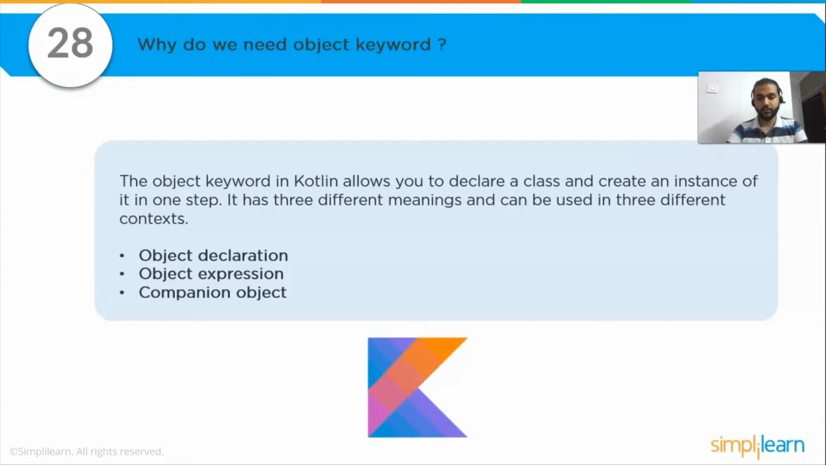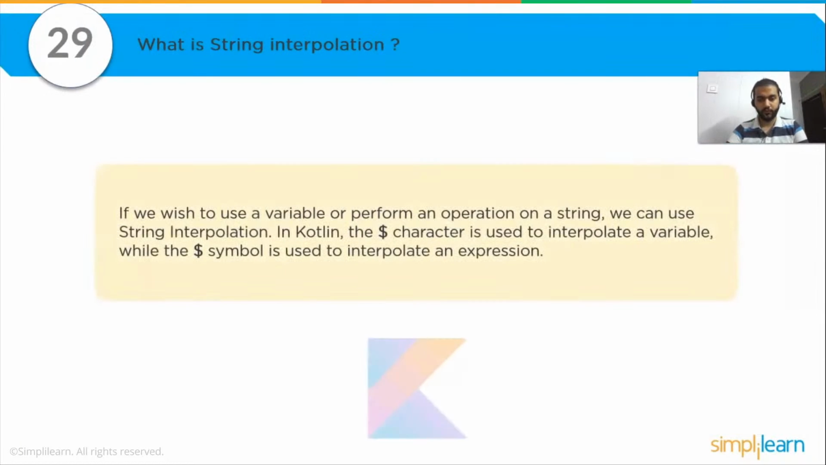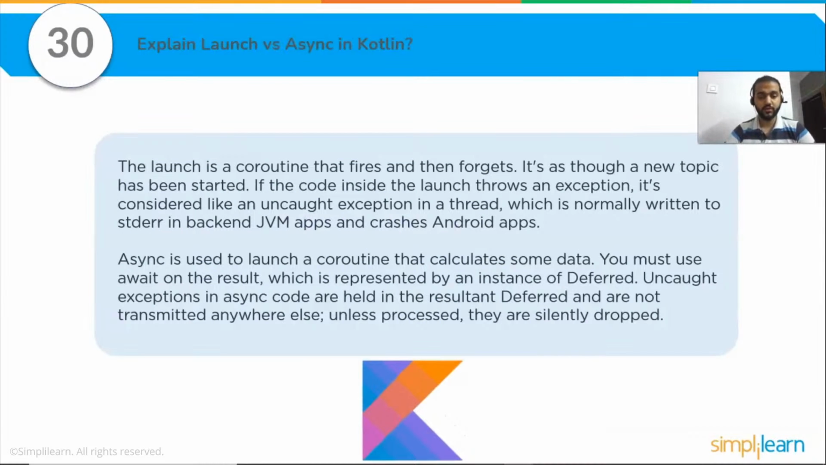So now coming to the second last question, which is, what is the difference between launch and async? So let's start with launch. Launch is a coroutine that fires and then forgets. It's as though a new thread has been started. If the code inside the launch throws an exception, it's considered like an uncaught exception in a thread, which is normally written to stderr in backend JVM apps and crashes Android apps.